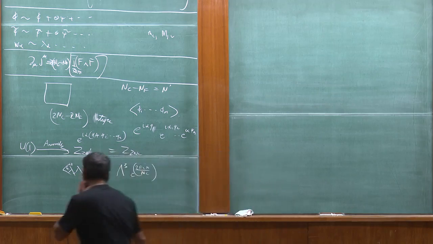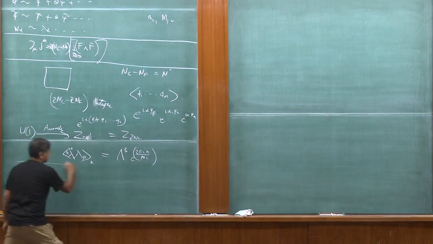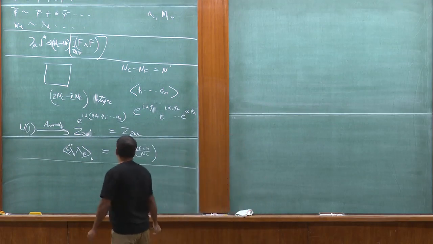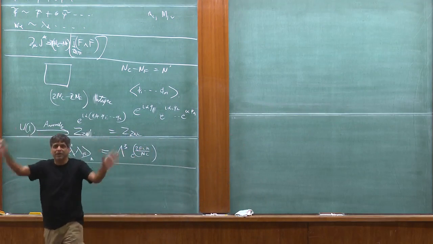Now there's another way of saying it, which let me just say for completeness. It would be n prime in general. I'm now talking just about the pure gauge theory. Therefore, NC.